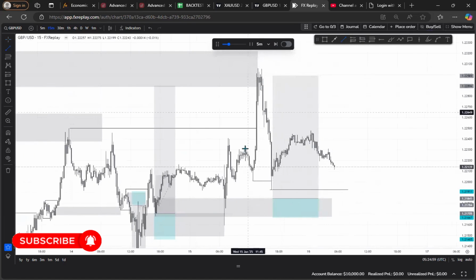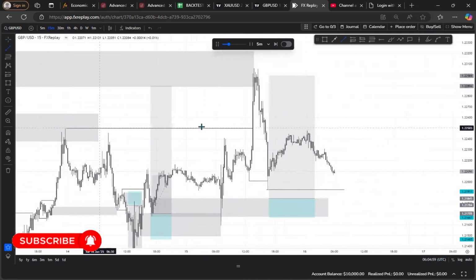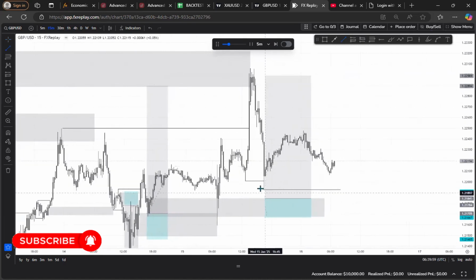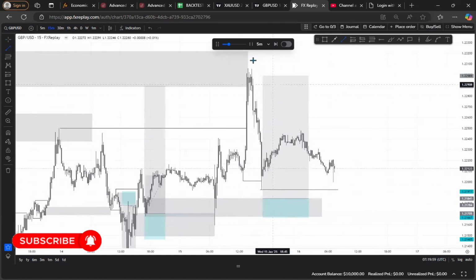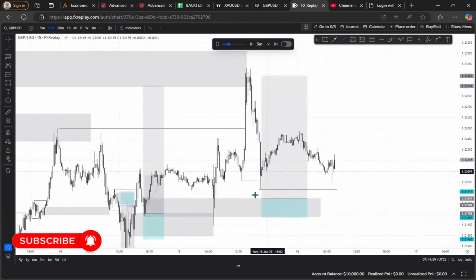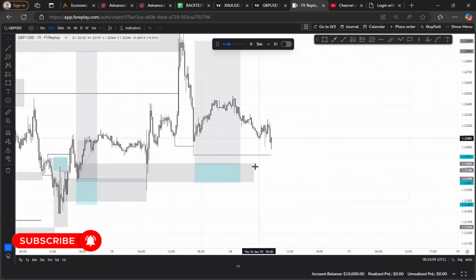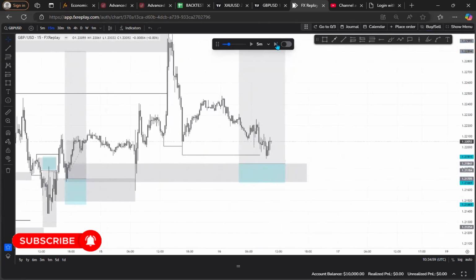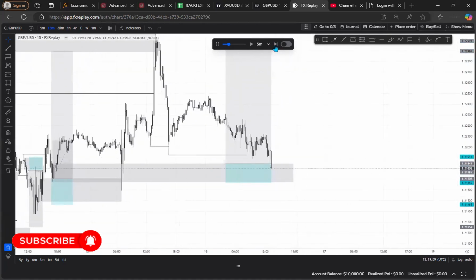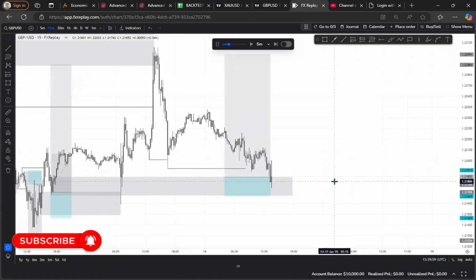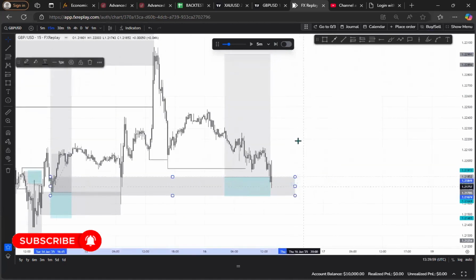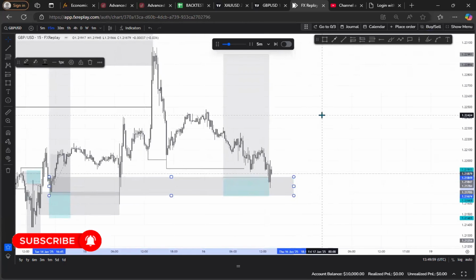If price is coming from external, this was an external, price swept external, now came for internal, but failed to take out external. That means price will still sweep this internal, even if it wants to buy. Yeah, then price came to my entry here, and let's see what happened from there.